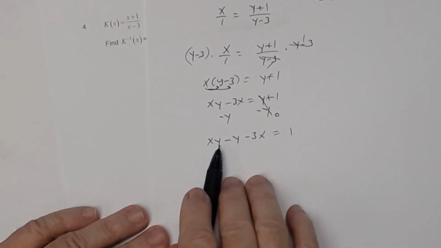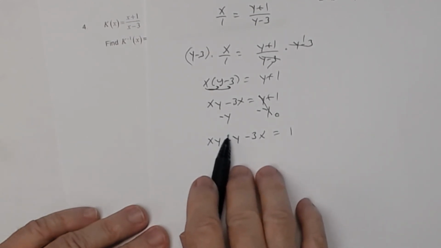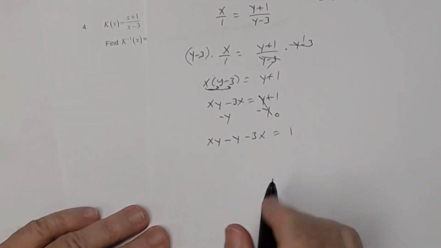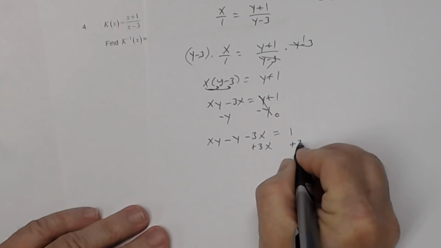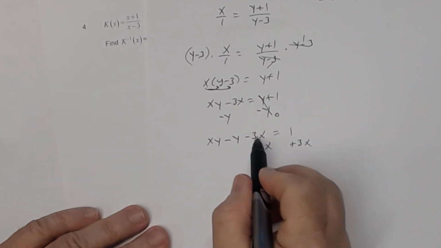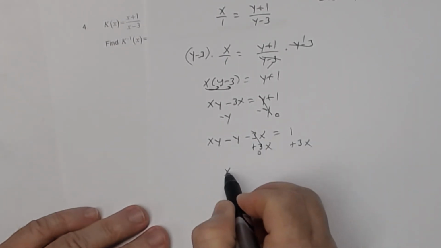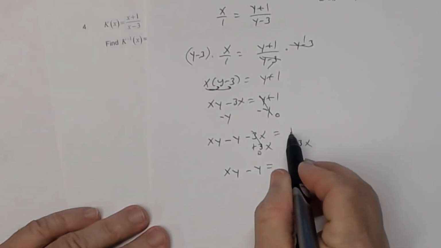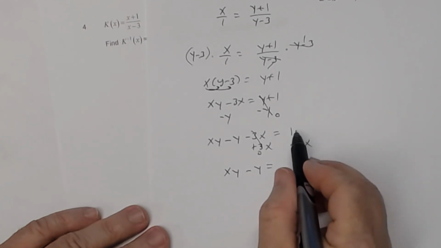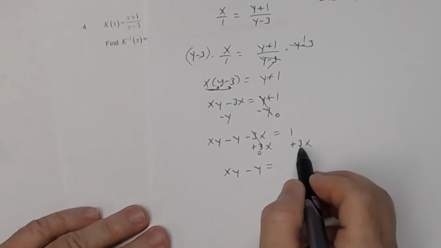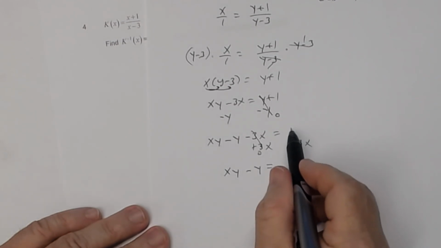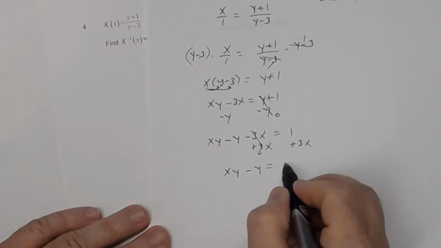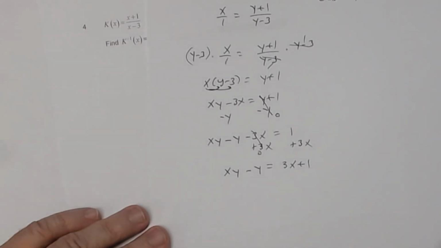Then, remember, you want to get y by itself. So let's get all the terms involving y on one side. I have to bring this negative 3x to the other side, so I'm going to add 3x to both sides. When I combine like terms, this is 0. So I get xy minus y equals, and this becomes 3x plus 1. Those are not like terms, so don't say that's 4x, because that's not a 1x. 1x plus 3x is 4x, but that's not a 1x. That's a 1. So those are not like terms. All you can do is say 3x plus 1.